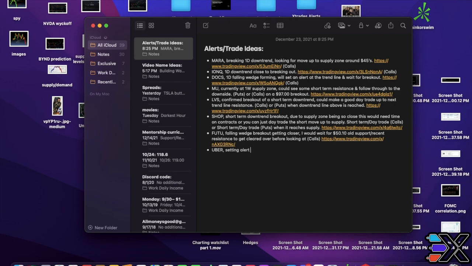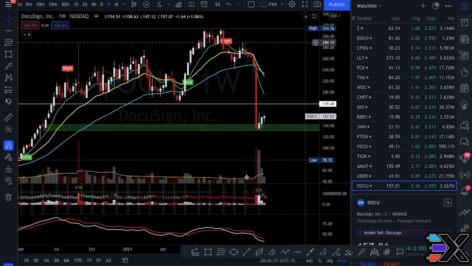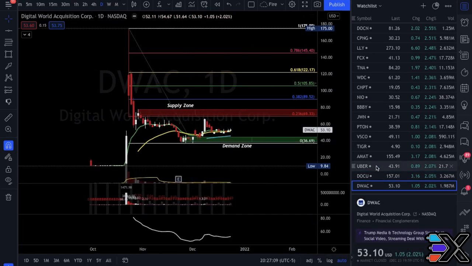So I put Uber, setting an alert. Forgive the slow typing, because this is me directly trying to think of what to type for my brief description. So might take a second. All right, Uber, setting alert at downtrend line. We'll look at calls on the breakout, or puts on a rejection. I would like to bet on calls though, especially when it breaks out, because that's a nice falling wedge setup. So, all right, on to the next.